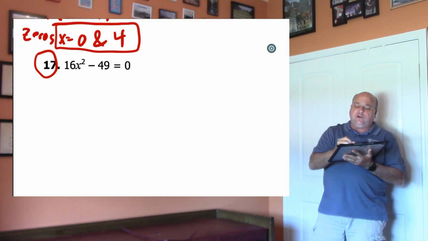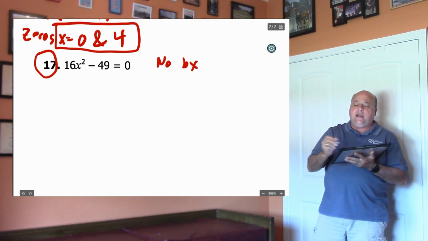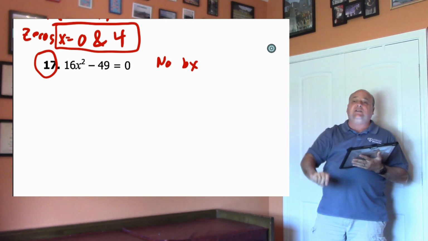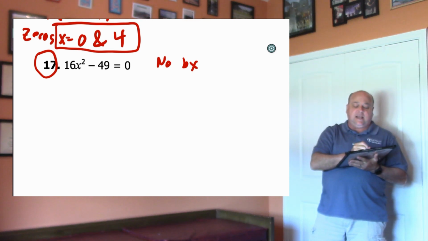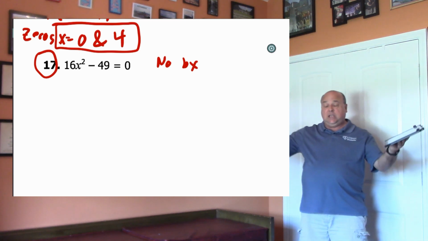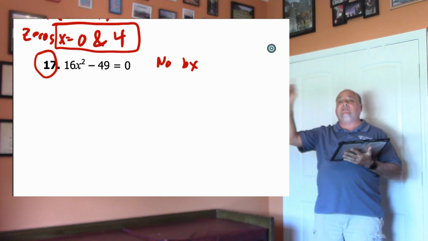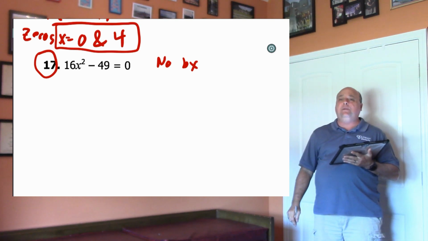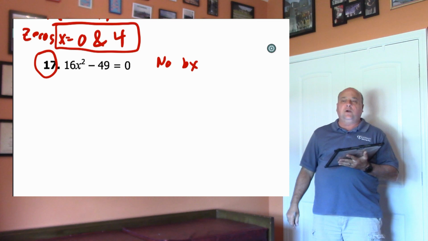On 17, there's no bx term, right? If there's no bx term, that means the vertex is just slid up or down. In this case, the vertex is at negative 49, and the intercepts will be opposites. The bx term moves it left or right. This parabola has not been moved left or right. It's been moved up or down.